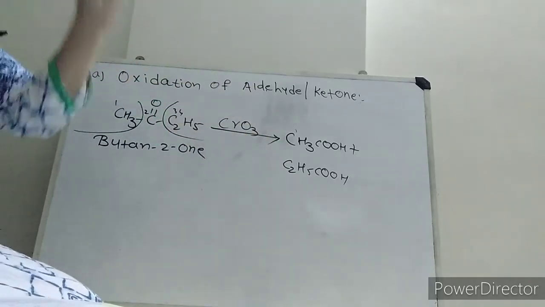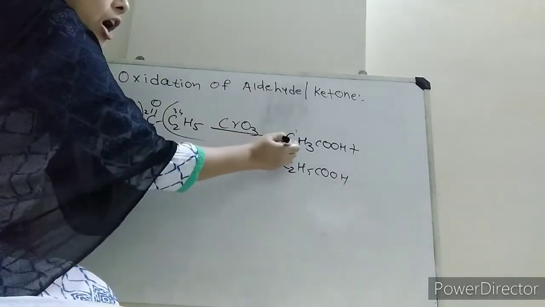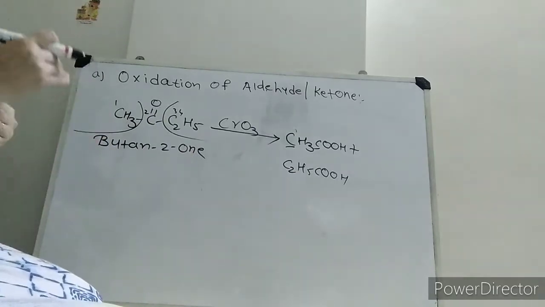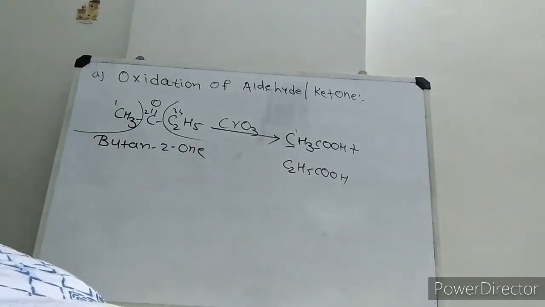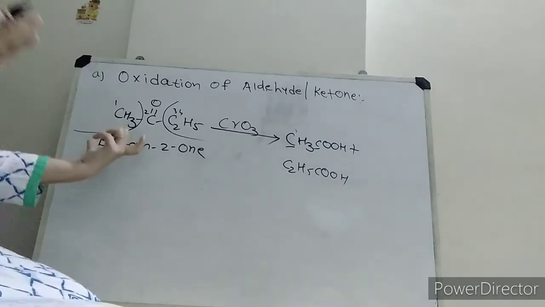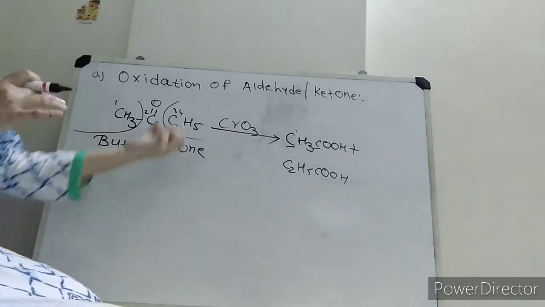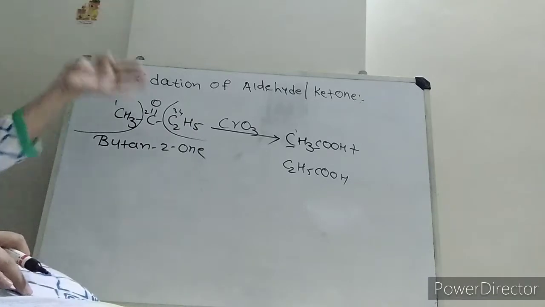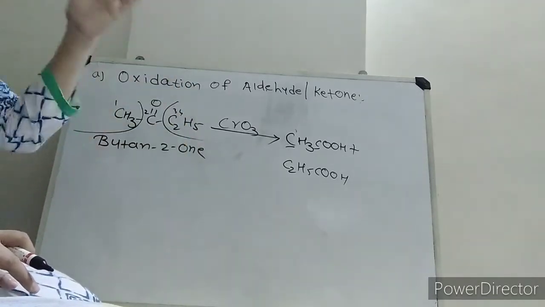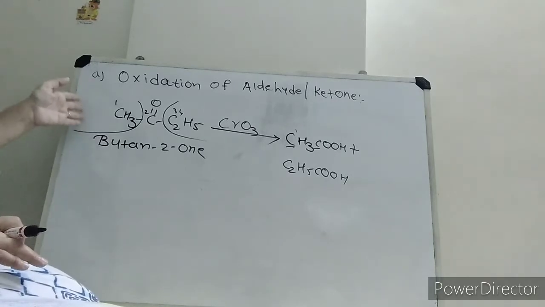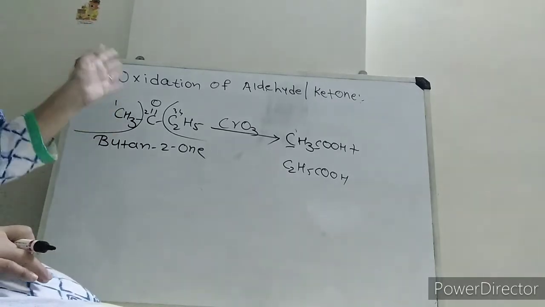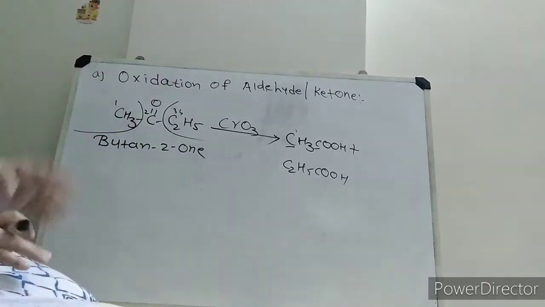Acetic acid, another IUPAC name: there are two carbon atoms, so we can say it is also known as ethanoic acid. So remember one thing, butan-2-one gives ethanoic acid plus propanoic acid. So this is the first topic, oxidation of aldehyde and ketone.